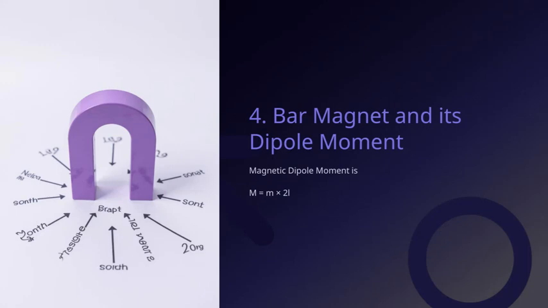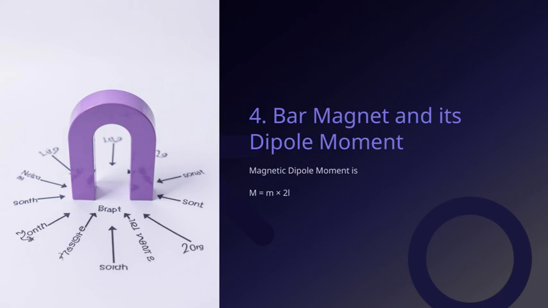Let's take a closer look at the magnetic dipole moment, which is represented by the formula M equals m times 2L. Here, m is the pole strength, and 2L is the length of the magnet. Essentially, this tells us that the magnetic dipole moment depends on how strong the poles are and how long the magnet is. Now, focusing on a bar magnet, the dipole moment is a crucial concept because it helps us understand how the magnet interacts with magnetic fields. The larger the dipole moment, the stronger the magnetic influence the magnet will have, especially in terms of creating a magnetic field around itself.